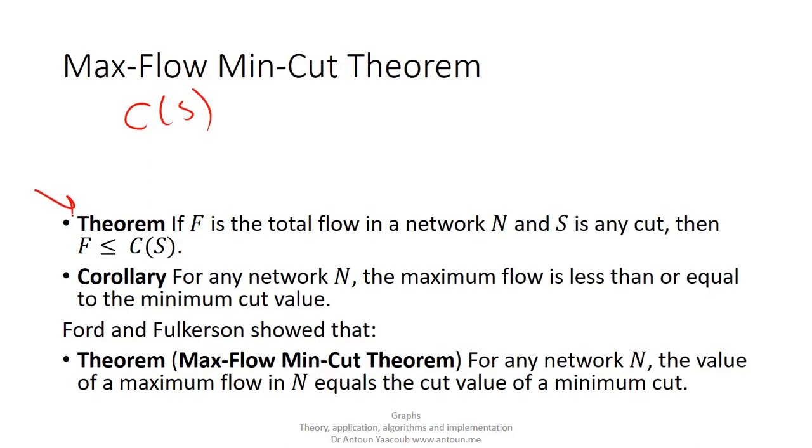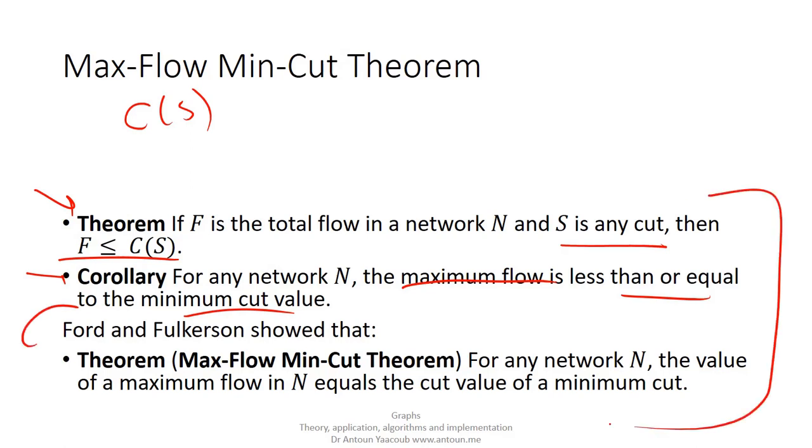So we have a theorem here. If f is the total flow of the network N and S is any cut, then we know that the flow is less than or equal to the cut value. We have a corollary that says the maximum flow is less than or equal to the minimum cut value. Obviously we will not be showing the proofs of all of these theorems.